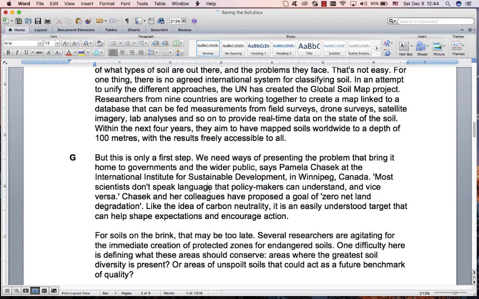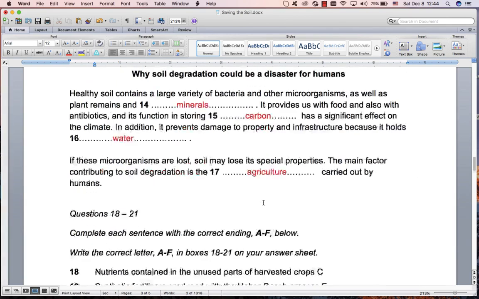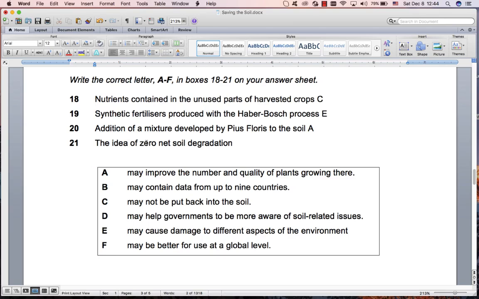And they're saying that the scientists and the governments can't understand each other. So they introduce this idea, which is easy to understand. Easy to understand for who? For the governments. So this idea of net soil degradation helps the governments to be aware. There was nothing there about the 9 countries and nothing about a global level. A little bit more difficult, but that keyword was there in the paragraph. So if you had to guess, maybe you could guess.